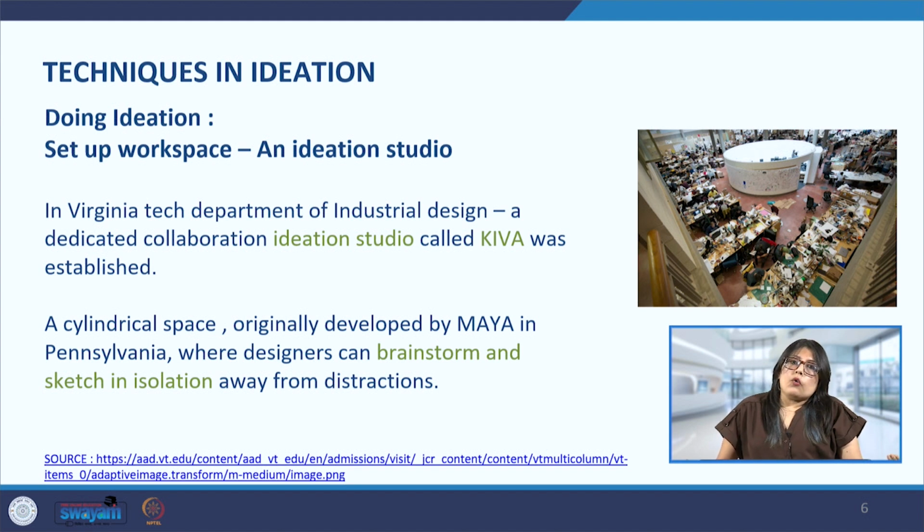Now what is it that may hinder this creative process? Maybe some distraction, maybe noise, maybe people moving around, visual distraction, auditory distraction. All of these things may influence negatively the whole creative process. So to ensure that it does not happen, there has to be a specific space where this ideation process takes place. Here is an example from Virginia Tech Department of Industrial Design. We can see here that there is this cylindrical space, that white space that we see there, and it is specifically developed for people to brainstorm and sketch in isolation.